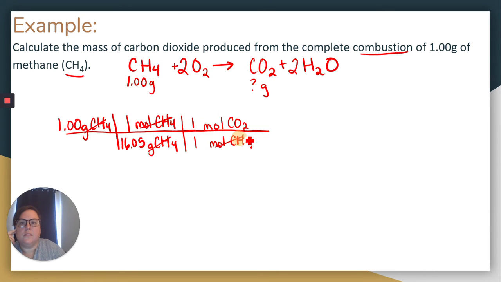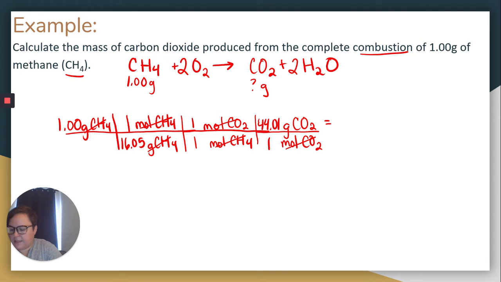Moles cancel. We're at moles of carbon dioxide, but we want to know grams of carbon dioxide. So we're going to do one more where we switch that unit again to grams. From moles we can go to grams, and then we have 1 mole, and the molar mass is 44.01. The moles of CO2 cancel and we're left with grams.